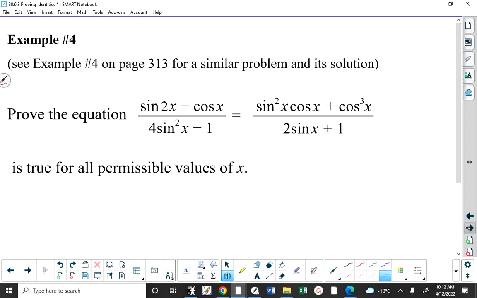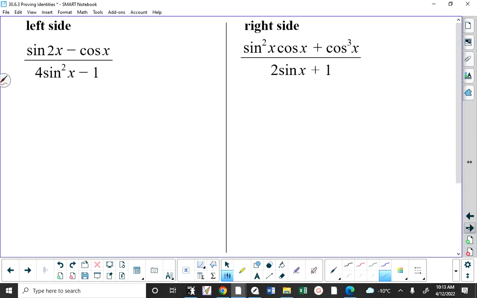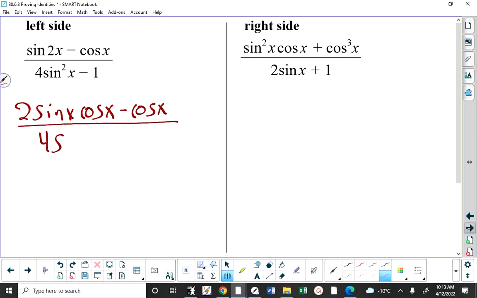So we want to prove this. Well, look, there's only one thing you can really do on the left-hand side with identities, and that's to rewrite sine of 2x as the equivalent side of the identity that sine of 2x is equal to. It's equal to 2 sine x cos x, and then minus cos x, and this is over 4 sine squared x minus 1. And that is a double angle identity.